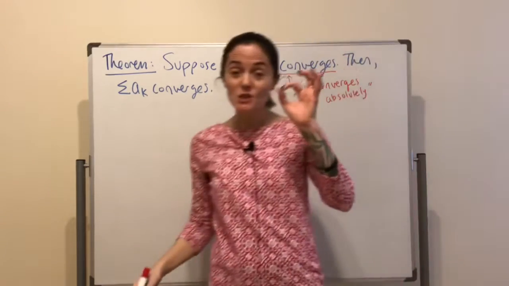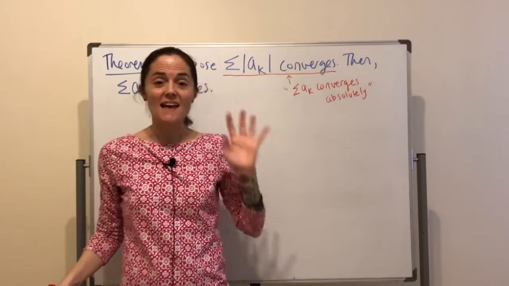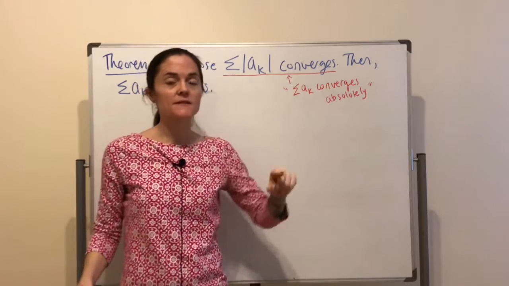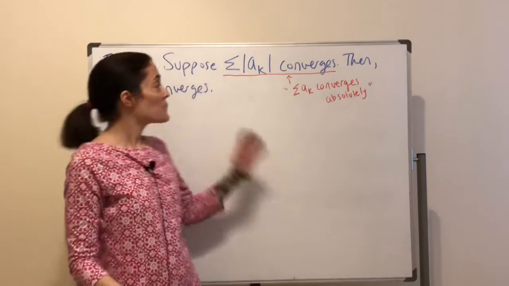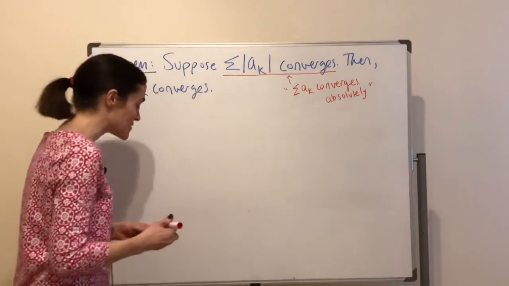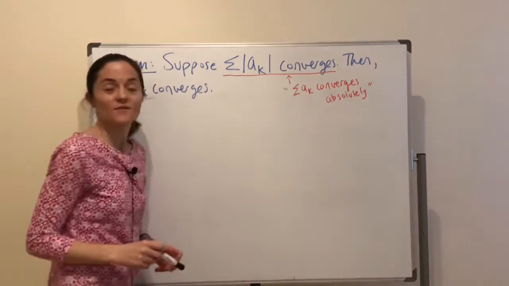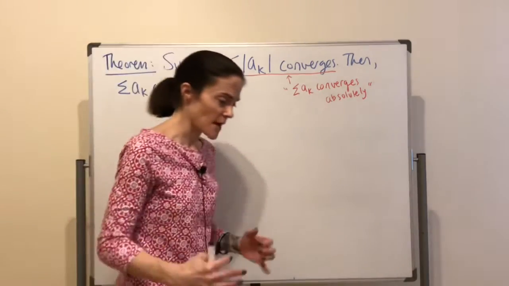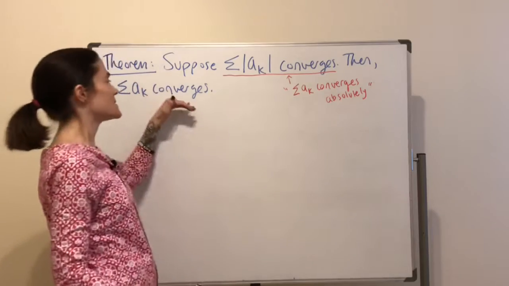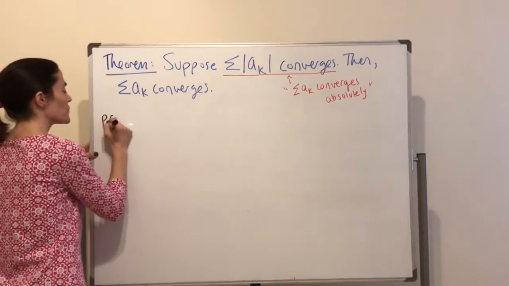So we are assuming here that the series, the sum of a_k, converges absolutely. And we will prove that in fact it converges. Okay, this is what we are doing here. And I mentioned this is just one type of convergence, and it's a very strong type of convergence because it implies the series itself converges. So now let's look at the proof.